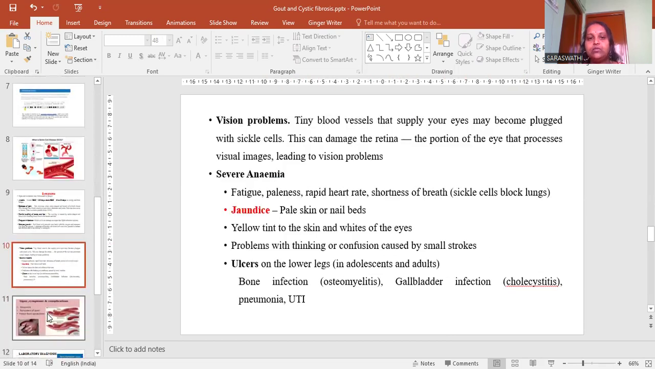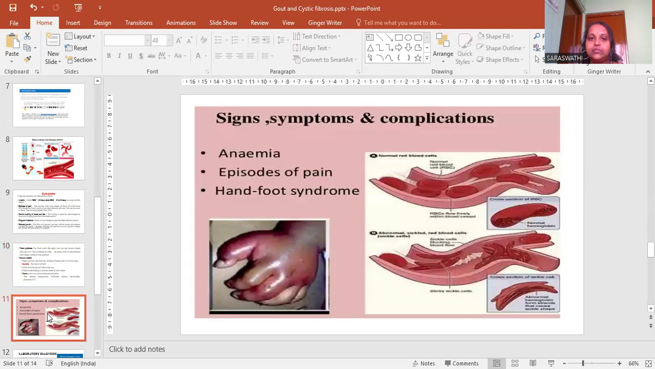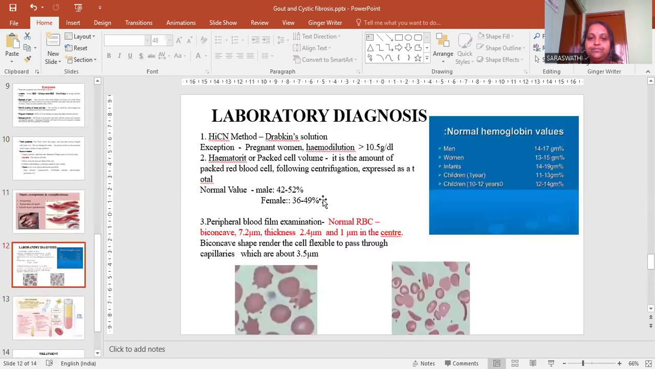Okay. So now vision problems will be there. Sometimes severe anemia leads to jaundice and bone infection. All these are other advanced symptoms you can notice in chronic sickle cell anemia. You can see swelling in the hand, because the blood will not clot and loss of blood will be there.